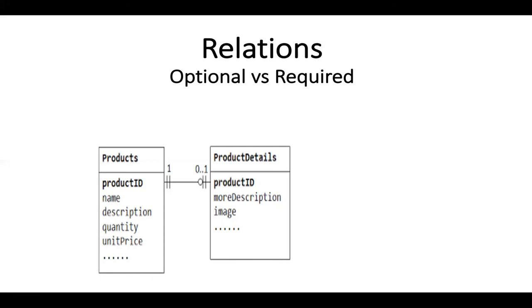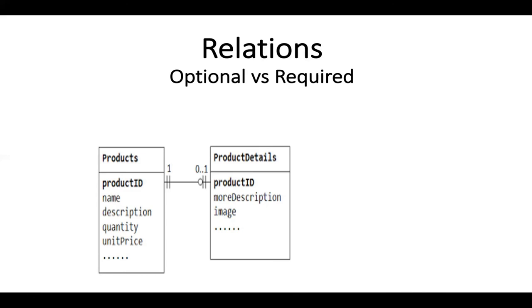Now what is happening here is optional. In a certain condition, the child should have it. For example, the job ID has to be there, so that is called a required relationship.